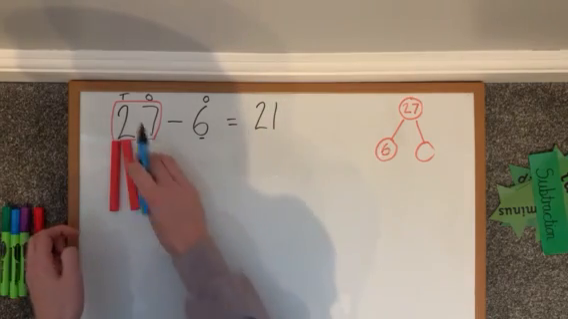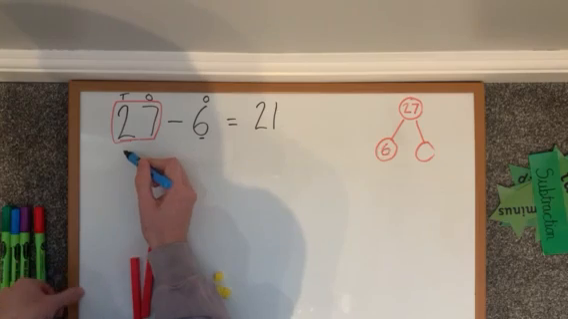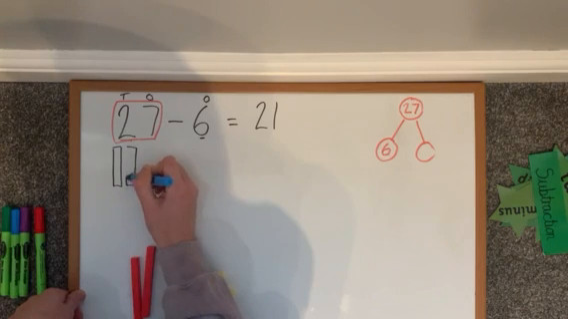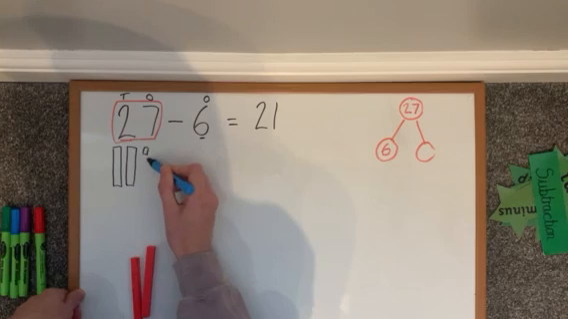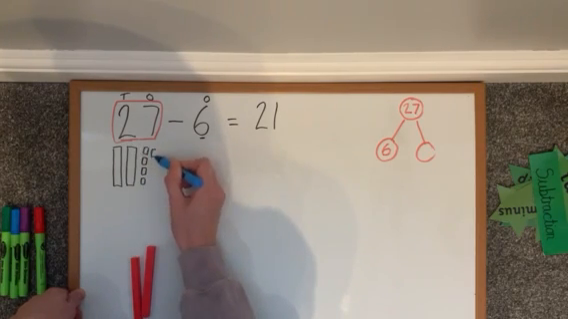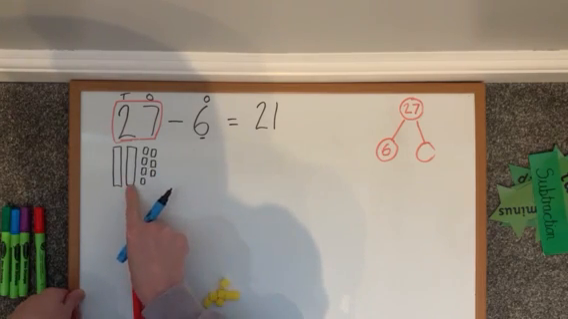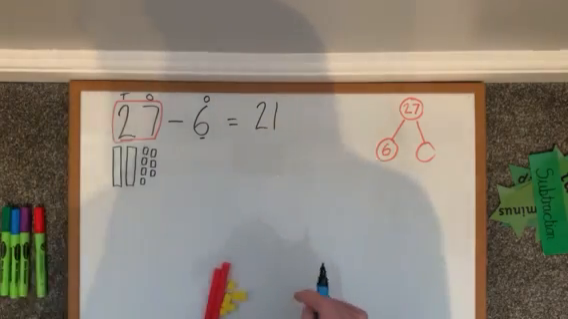And now we're going to check with our drawing method. So we're going to draw the Deans just to make sure. So this time we're going to draw our two 10 sticks. 10, 20, and then our 7 ones, 21, 22, 23, 24, 25, 26, 27. Remember, your 10 sticks are rectangles and your 1s are squares so that you can tell the difference.